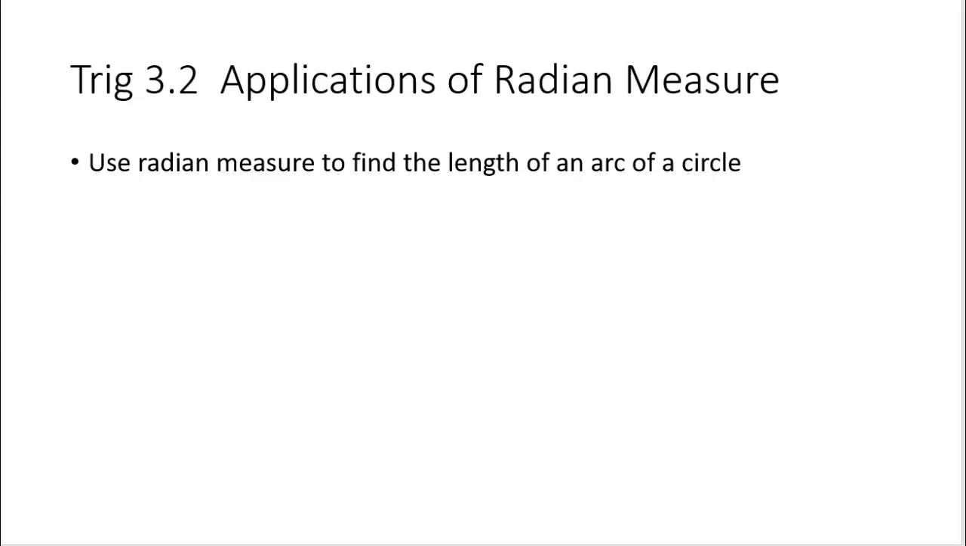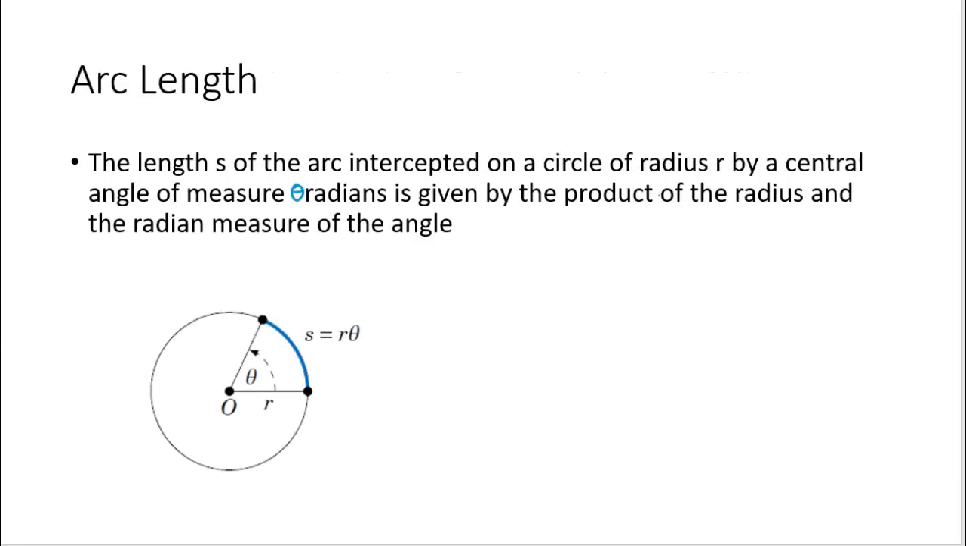Okay, so in this video, we are talking about 3.2, which is all about applications of radian measure. What we're going to do is use the radian measure to find the length of an arc of a circle. Here's our definition of what an arc length is.